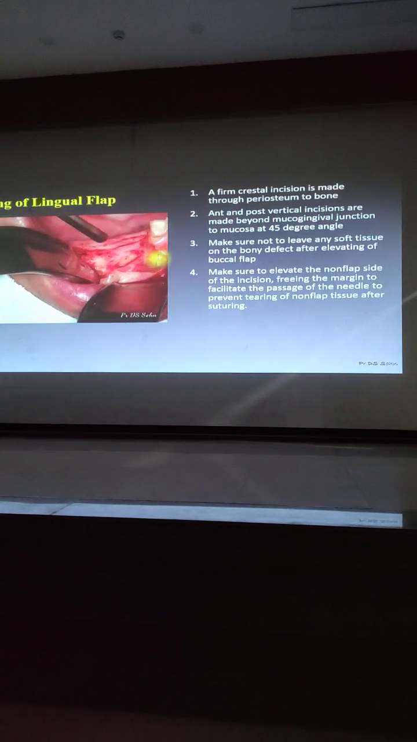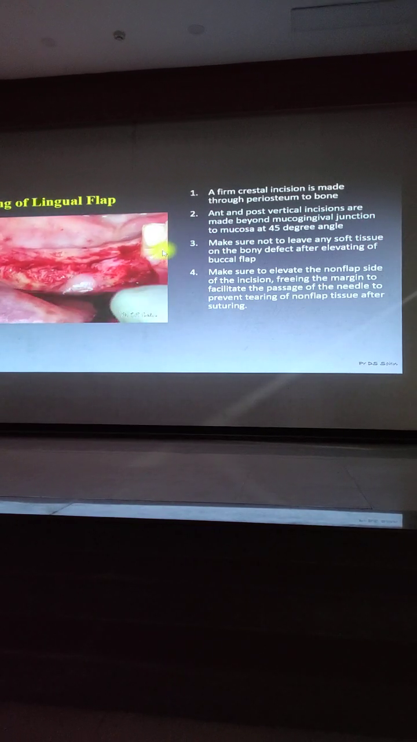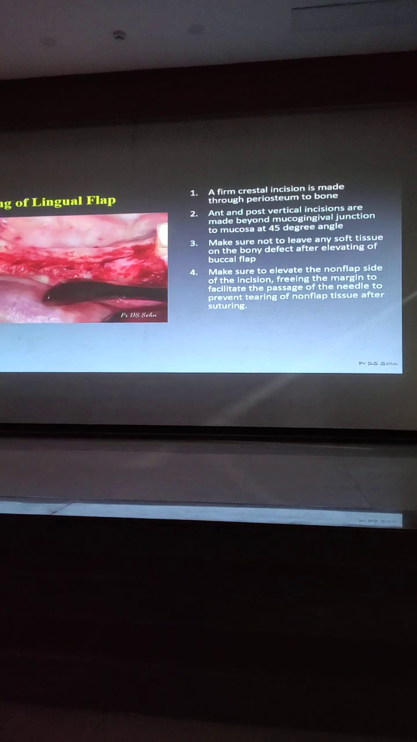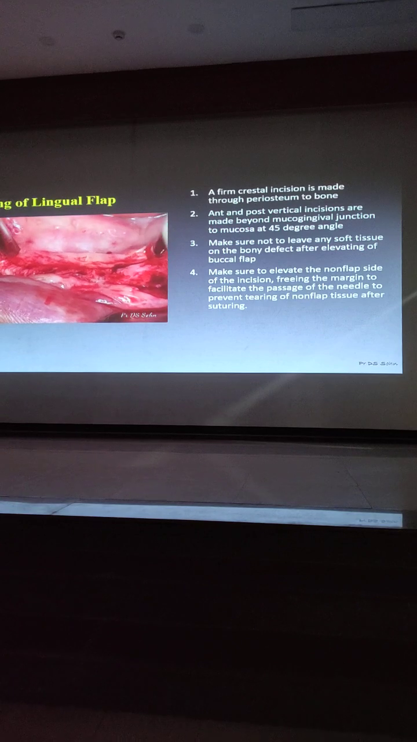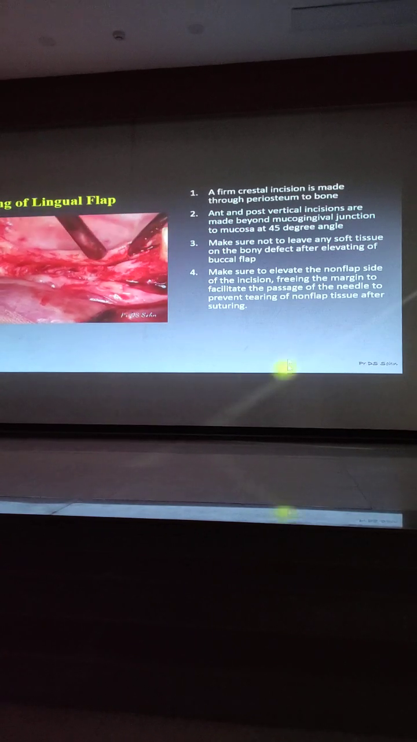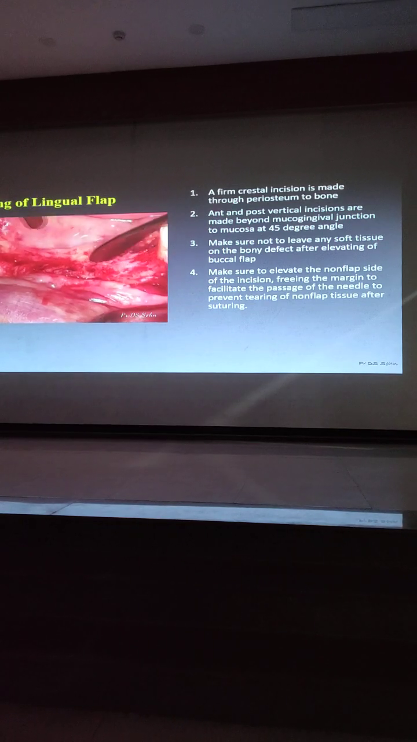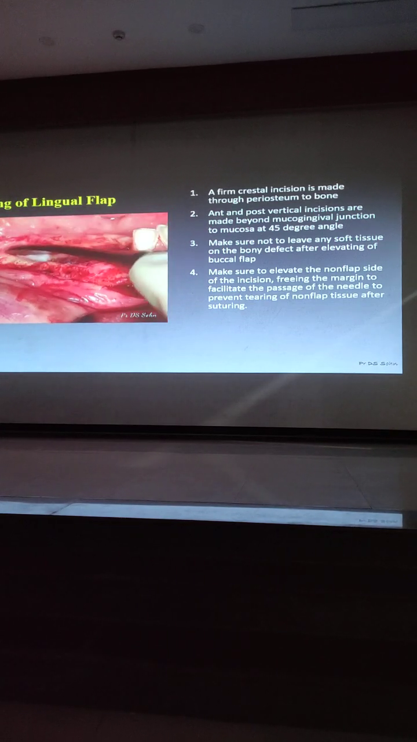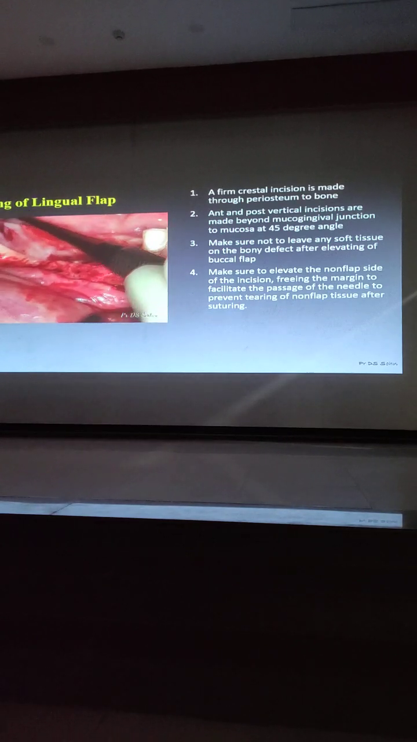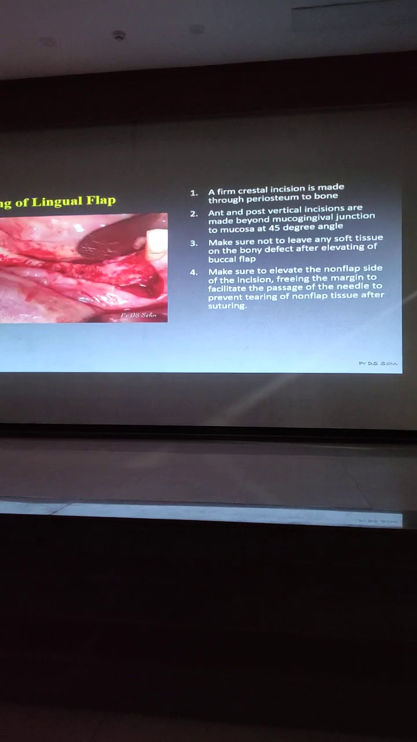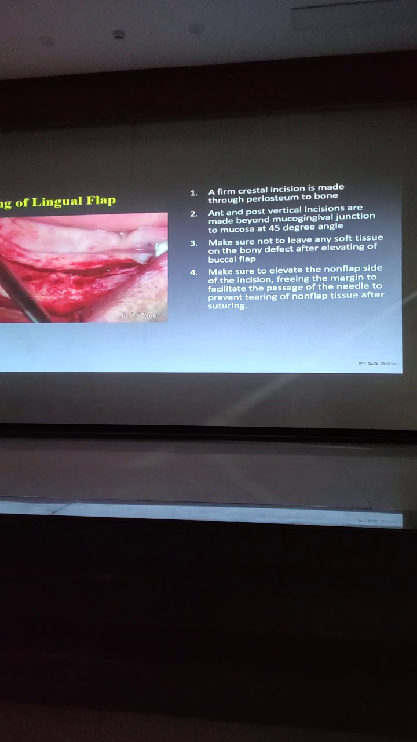And make sure to elevate the non-flap area in order to facilitate the passage of the needle to be closed. So you need to elevate tissue here and here. This is almost the real-time video. It takes only 10 or 20 seconds to elevate the lingual flap up to 20 millimeters high with this elevator.